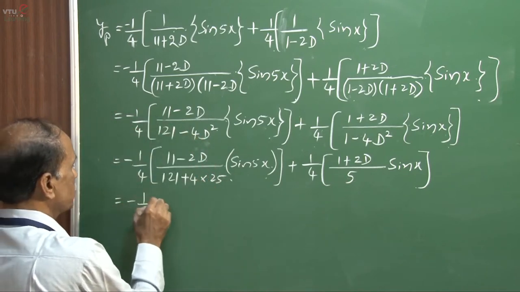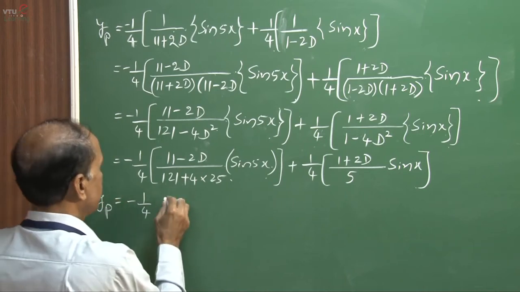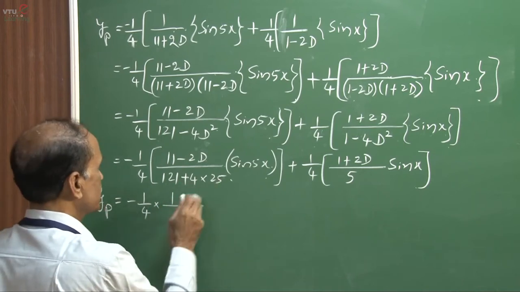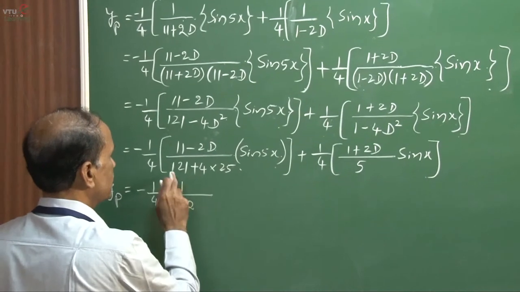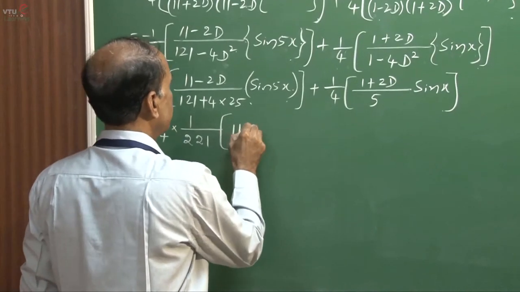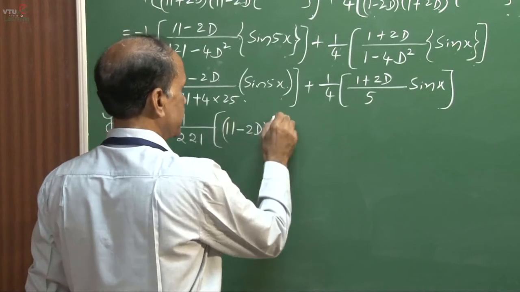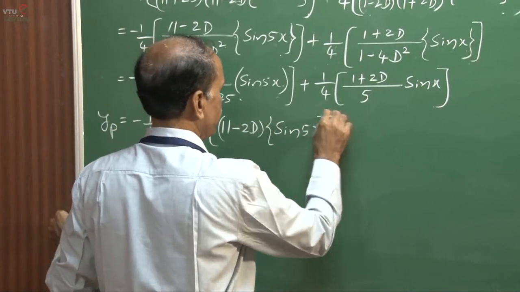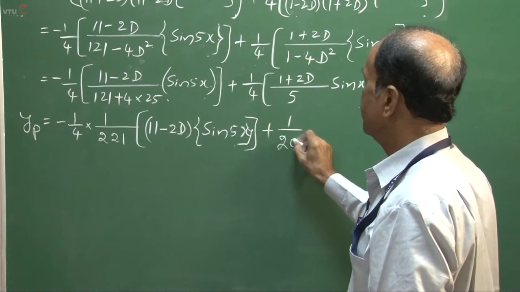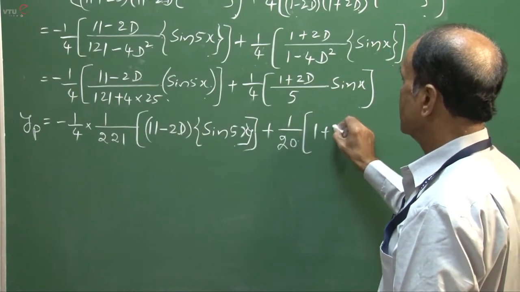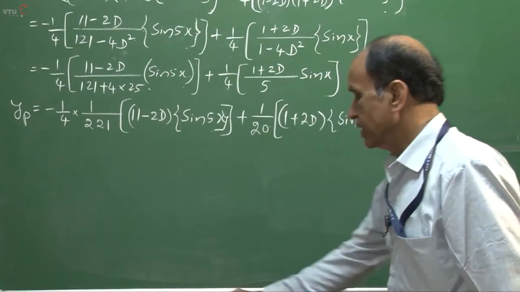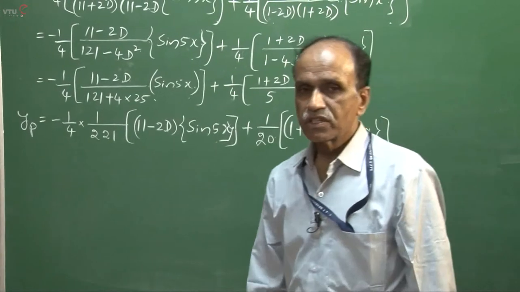There are two terms, in the denominator it is a constant. Minus 1 by 4, this is for yp, 11 minus, that means it is a constant into 1 divided by, this is 25 into 4 means 100, that is 100 plus 121, that is 221 you can write, and inside the bracket 11 minus 2D should be operated on sine of 5x, right, sine of 5x, plus 1 divided by 4 into 5, it is 20, then inside the bracket 1 plus 2D this should be operated on sine of x is there.